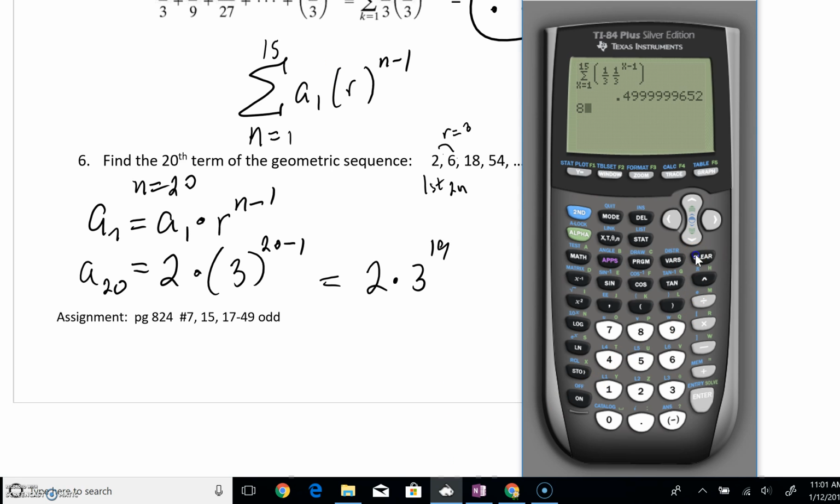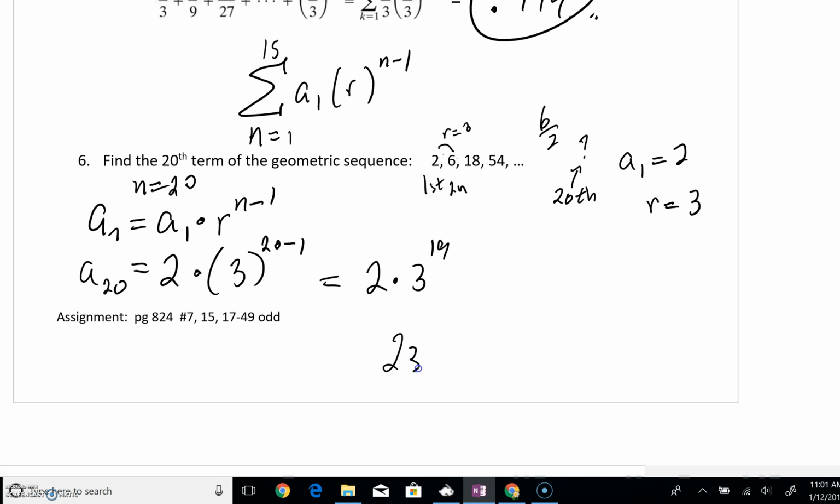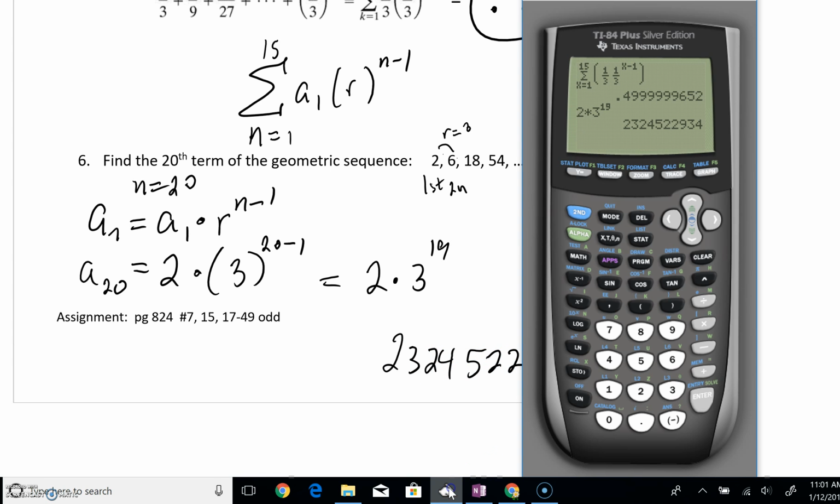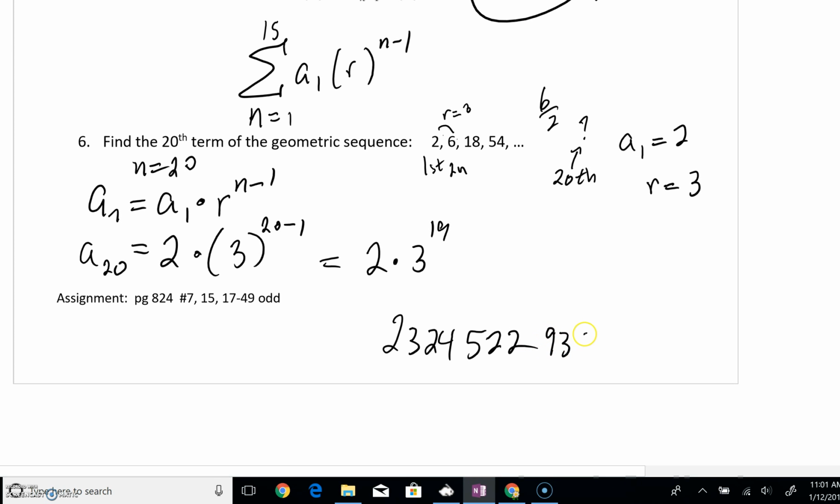Now, what I want to make very clear to you is this is going to be very large. Obviously, 3 multiplied to itself 19 times, and then you double that, you're going to get something very, very big. So we have 2, 3, 2, 4, then I think a 5 and a 2 and a 2, and then a 9, 3, 4. And that would be, amazingly, 2,324,522,934.